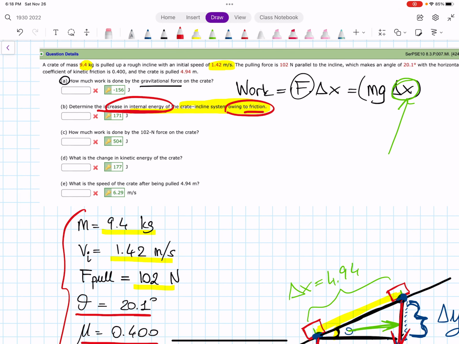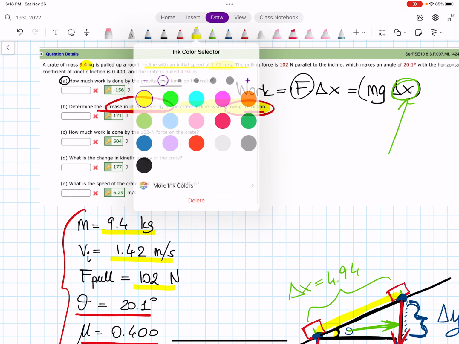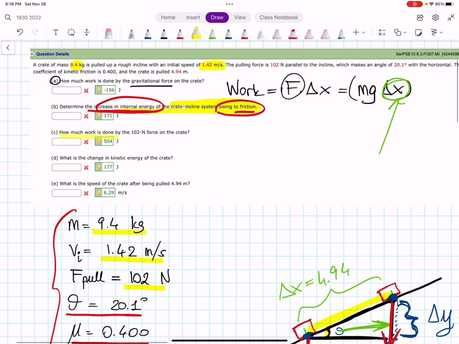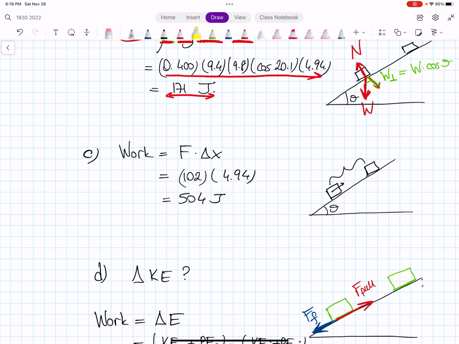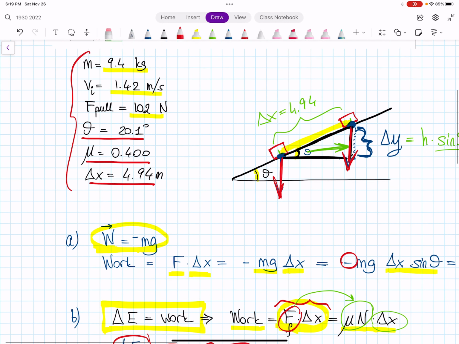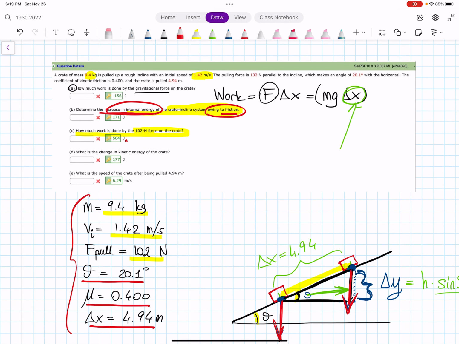How much work is done? How much work is done by the 102 Newton force on the crate? Again, the question is asking you to calculate the work being done by the force, right? What is work by definition? Force times displacement. What is the total force acting? 102 newtons. What is the displacement? Multiply those two, you're going to end up having 504 joules. And there we go, our answers are consistent.